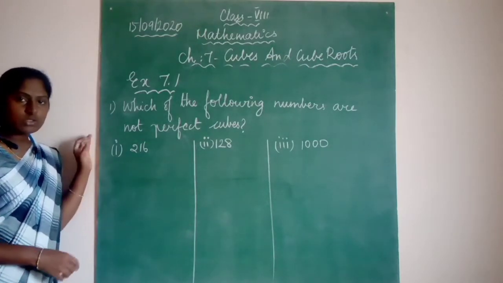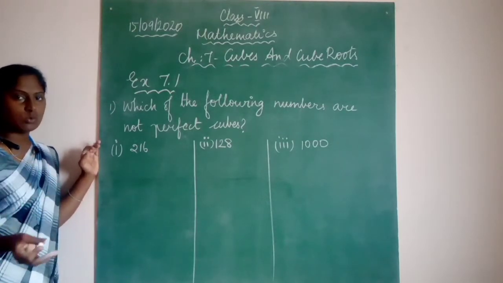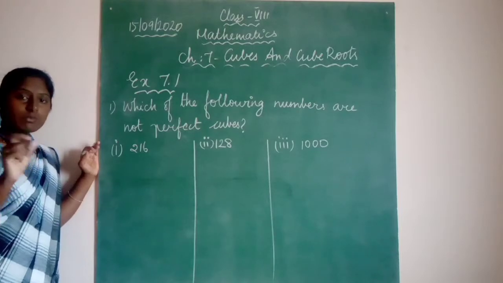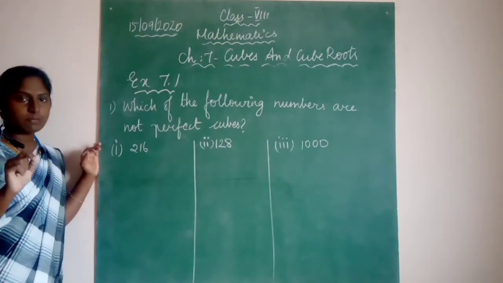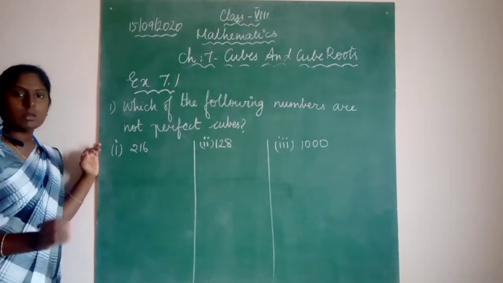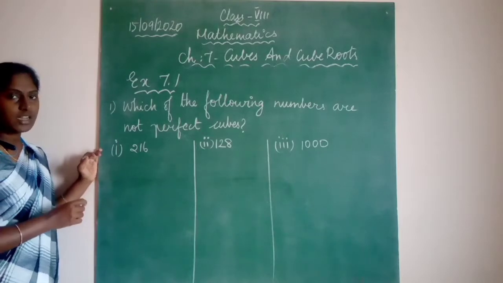Just now we saw 15 cube can be written as 2 cube into 3 cube. So the prime factors of a given number should also be in groups of 3. Otherwise it is not a cube number. I'll do it for you so that you can understand it well.